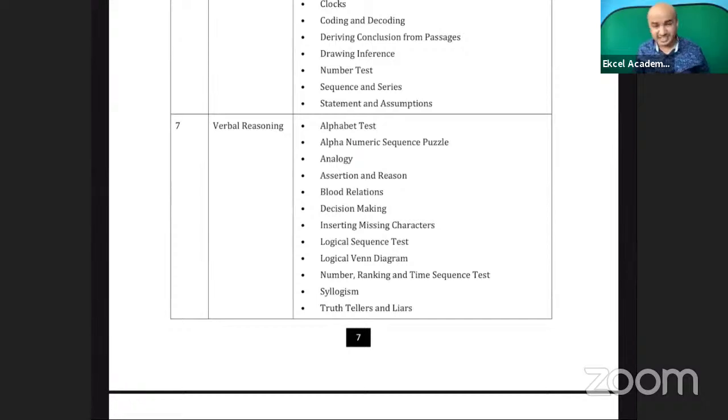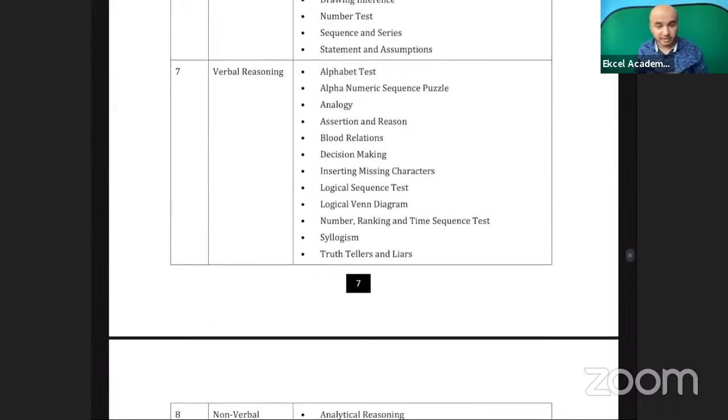Analogy is there, assertion and reason. Again, that is interesting. Blood relations, one of the most interesting topics and one of my favorite topics. This again can be easily decoded or answered if you understand the logic here.